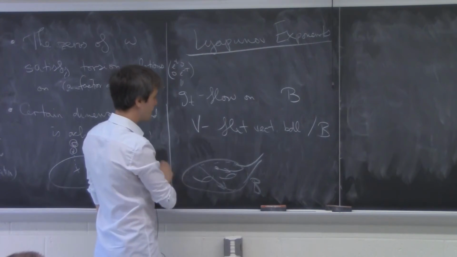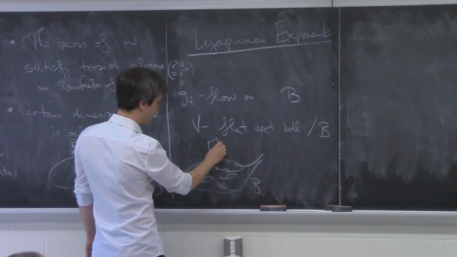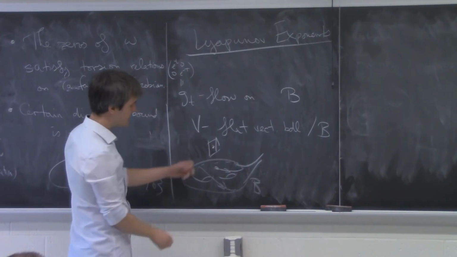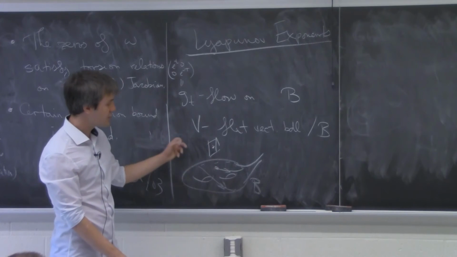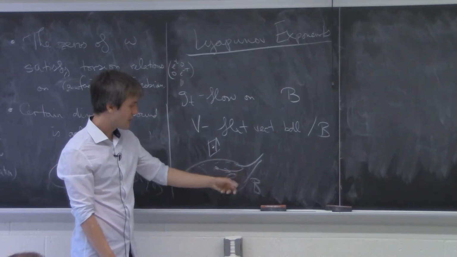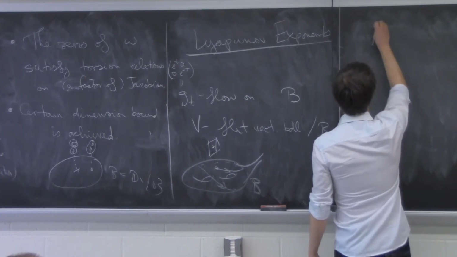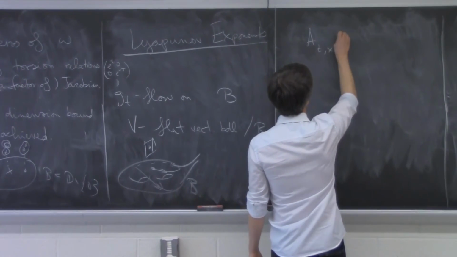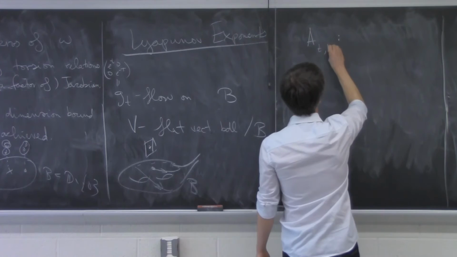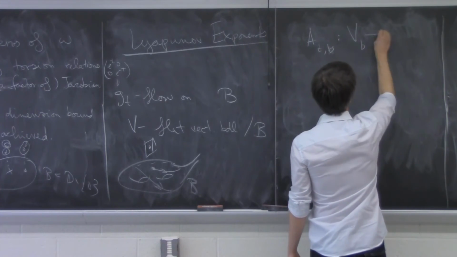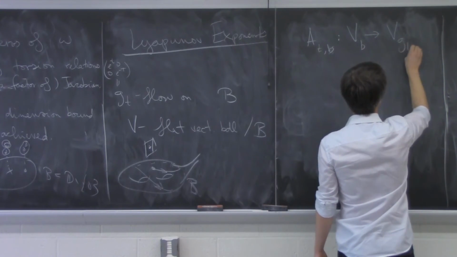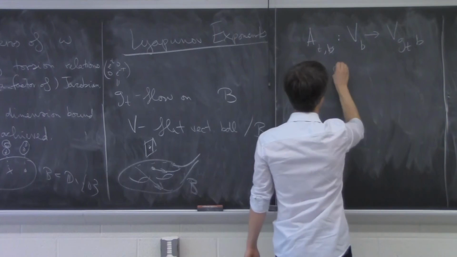And so you have this flat vector bundle. Above each point you have this fiber, and then you can move it around along the geodesic flow. And so you have a map, let's call it A_t(b), from V_b to V_{g_t b}. So you just have this parallel transport.